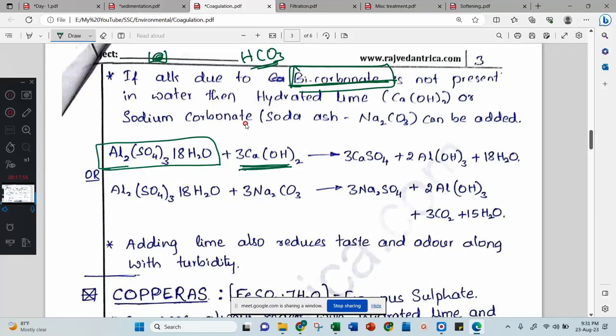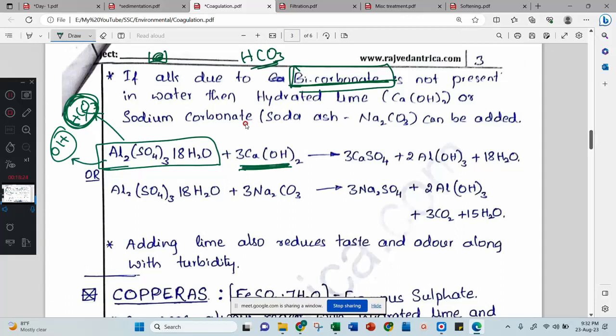This is an enemy of this HCO3. I already told you that OH and HCO3 both cannot be there in the same water. Because if OH is there, HCO3 is not there, and if HCO3 is there, OH is not there. Two lions cannot live in one jungle. The same way, if this lion is there, then our alum will react here. If it is not there, then it will react with this one.